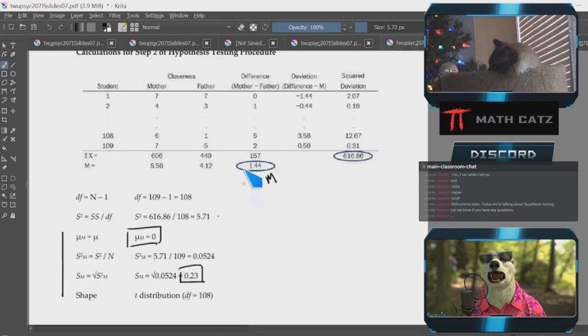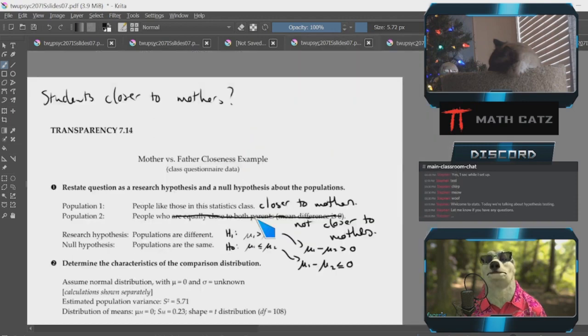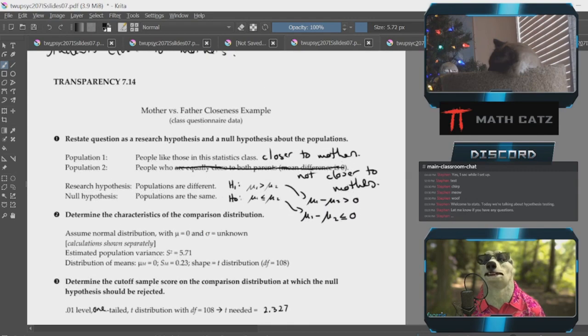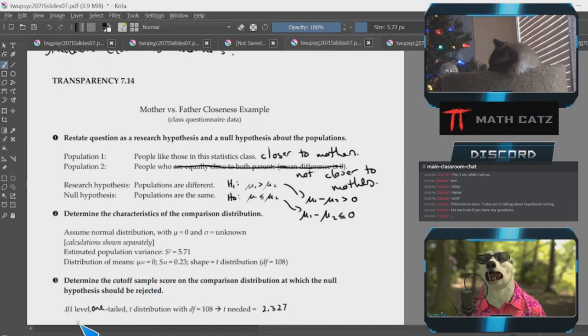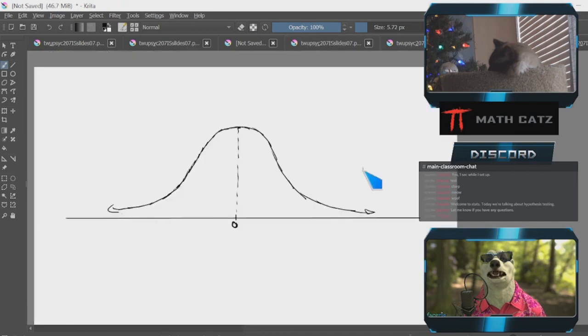it's going to be a one-tailed test in this case, right? Because we're only interested in investigating if students are closer to their mothers, hence the inequality here. So let's say alpha is 1%, one-tailed test. Let's indicate that first. Let's put 1% over here, on this side, because this is the difference mother minus father. And we're hoping for positive, right? So we want our t cutoff. 1%.